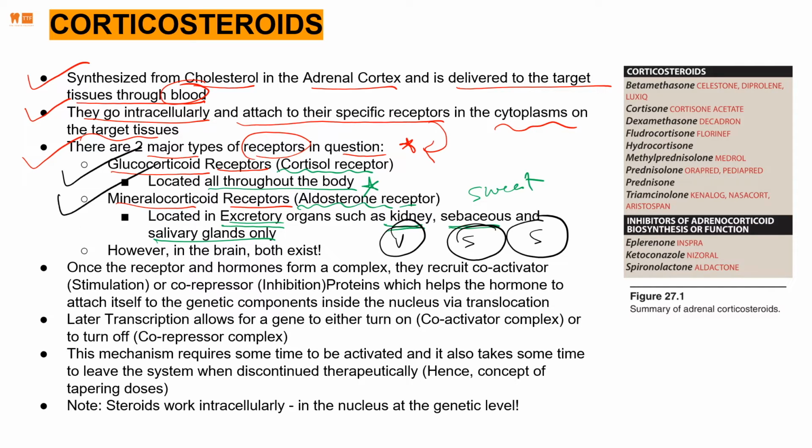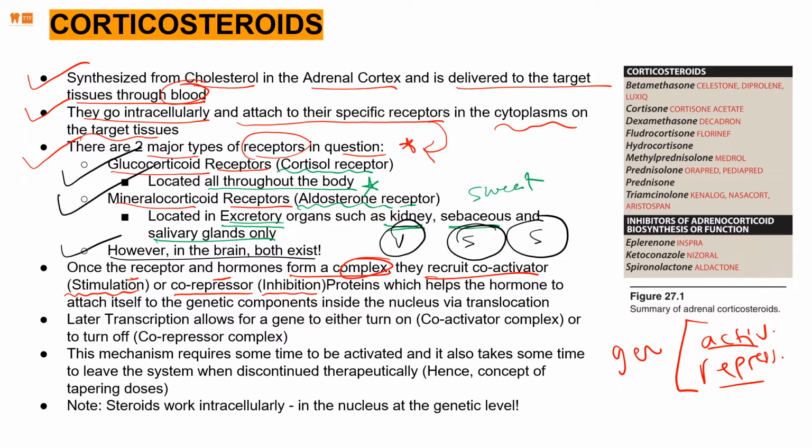Okay? That's the summary. However, they're both present in the brain as well. Okay, moving on. Once the receptor and hormones form a complex, the receptor-hormone complex recruits a coactivator, which stimulates, or a co-repressor, which inhibits. Now, what are we activating and what are we repressing, also known as inhibiting? We are repressing or activating genes.